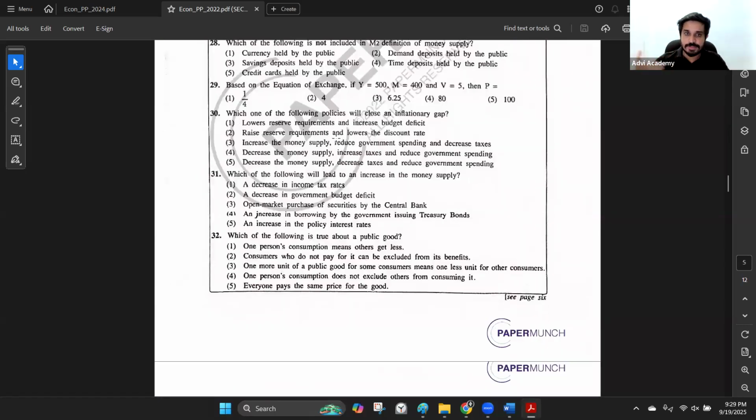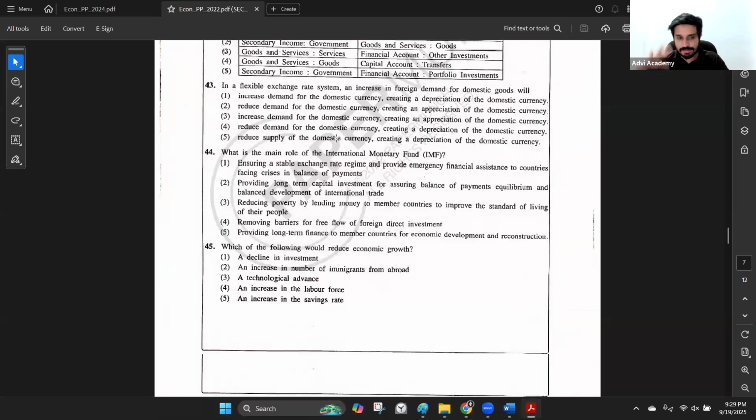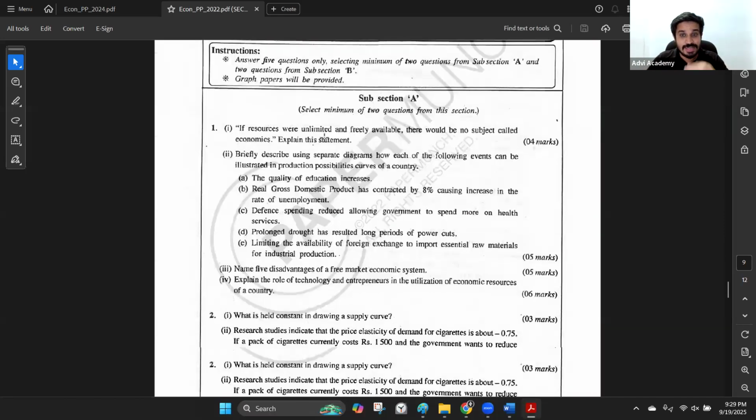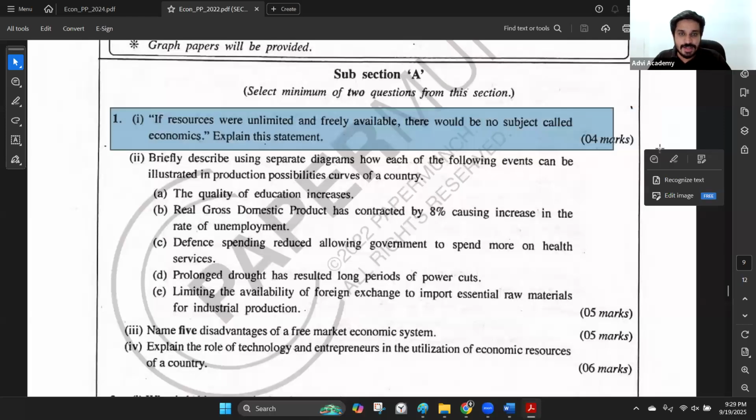And we've also been giving feedback from our side and I'll talk about it later. But we also want more and more questions to be like fun. So look at this question. This is a really tricky question. If resources were unlimited and freely available, there would be no subject called economics. This question is there in the question bank, so we'll come to that. But if a question like this comes, it's a very tricky one.